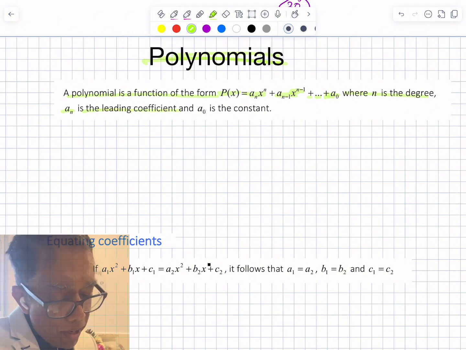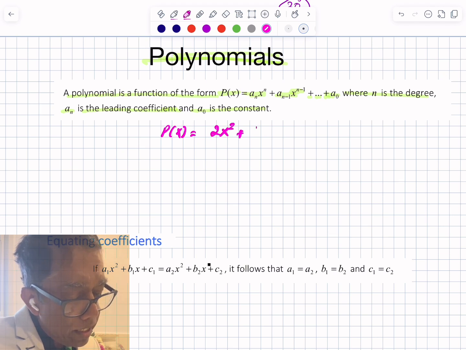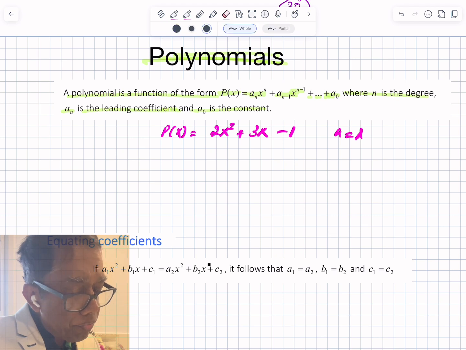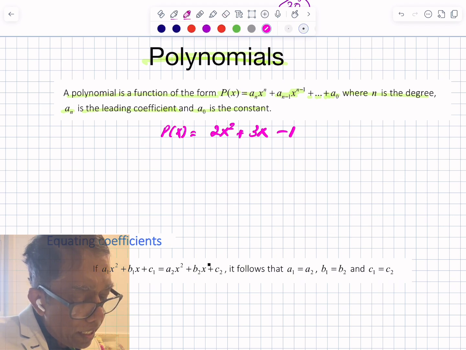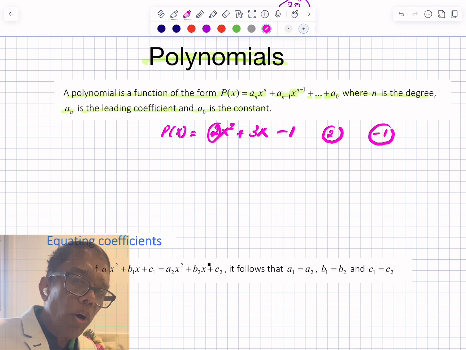As an example, if I write p(x) equals 2x squared plus 3x minus 1, what is n? n is the highest power, which is 2. The coefficient of the highest power is 2, which means the leading coefficient is 2 and the degree of the polynomial is 2, as well as the constant term is negative 1. Okay.